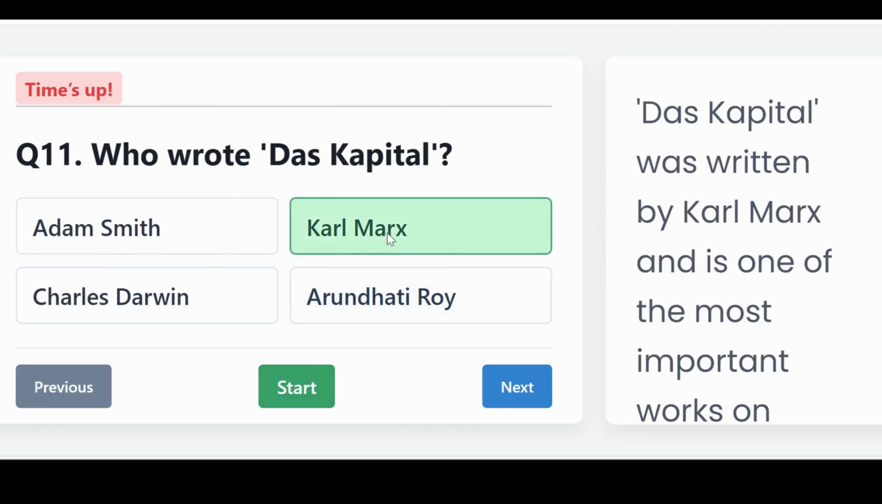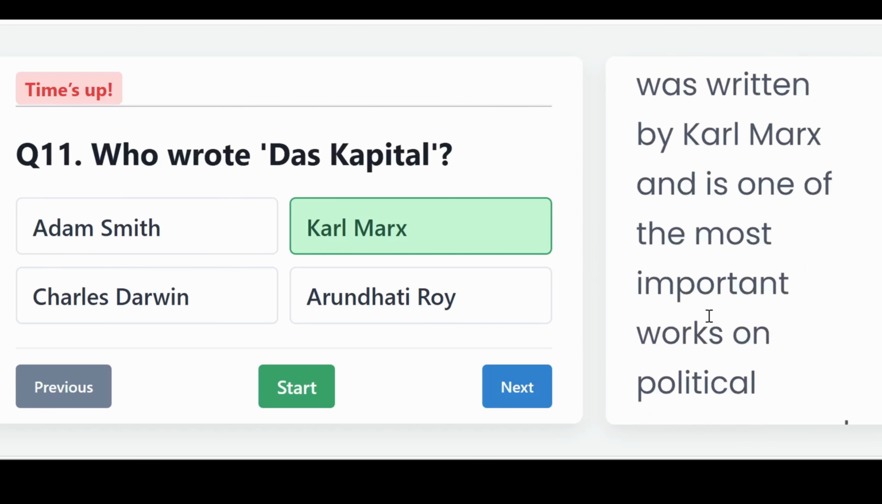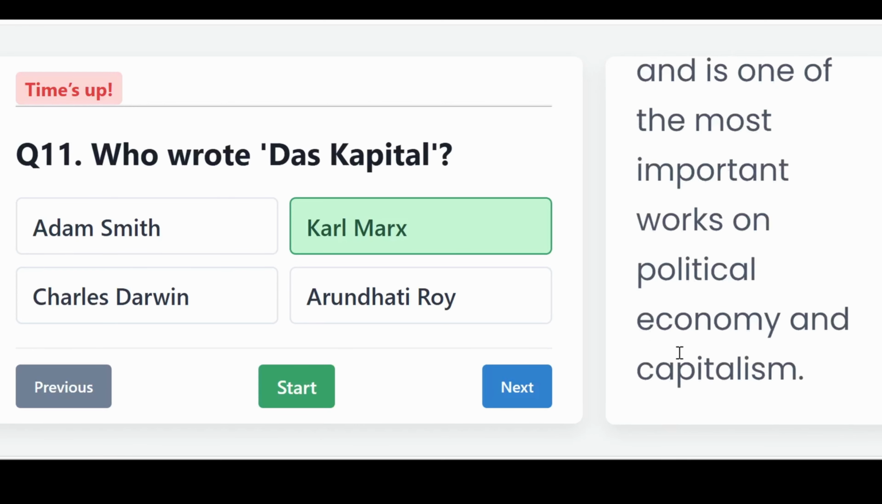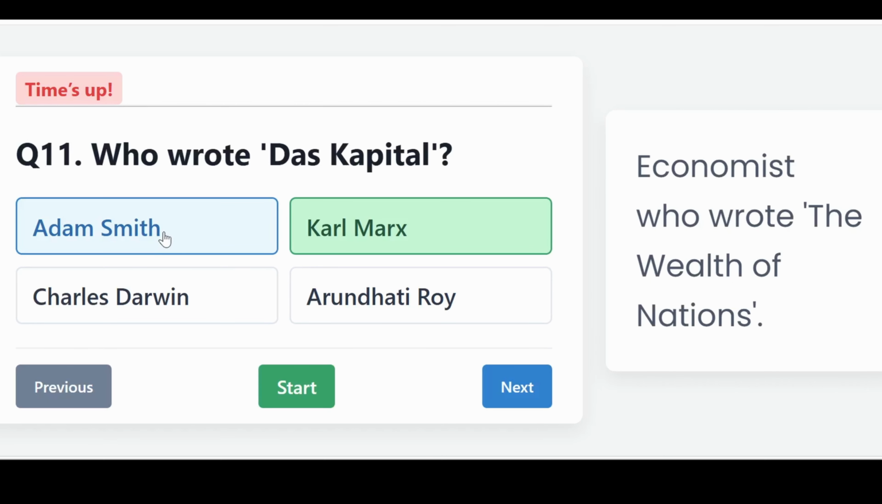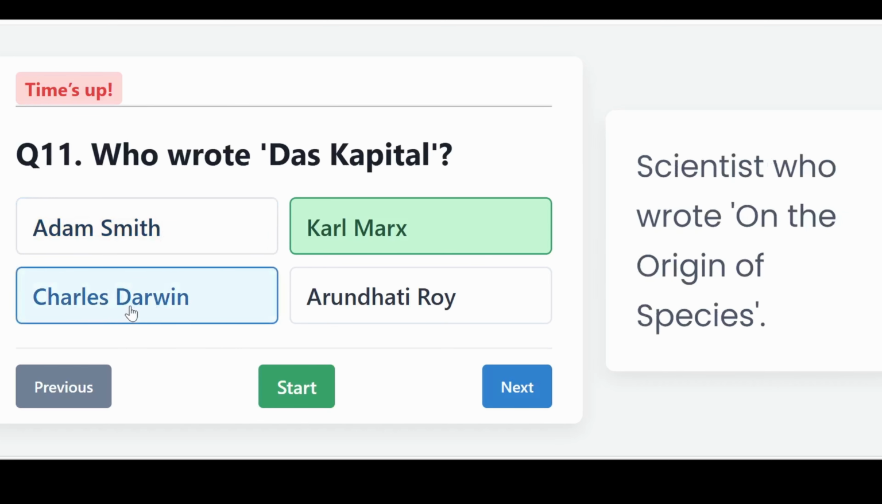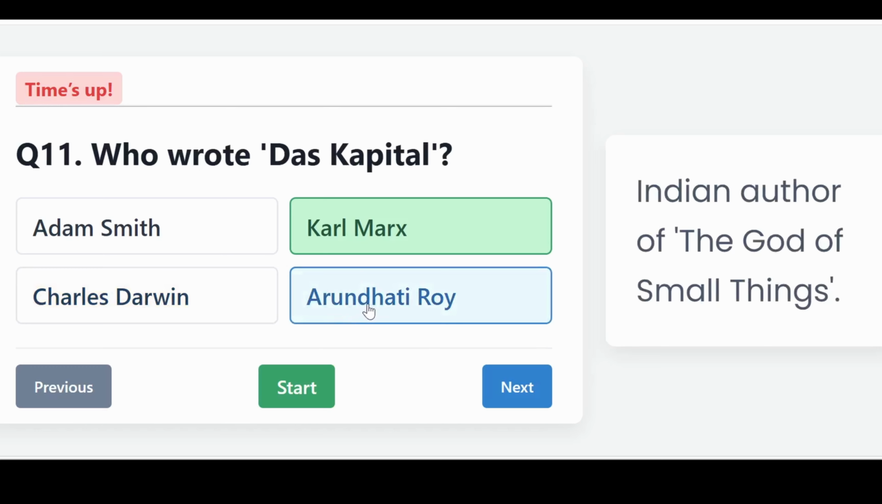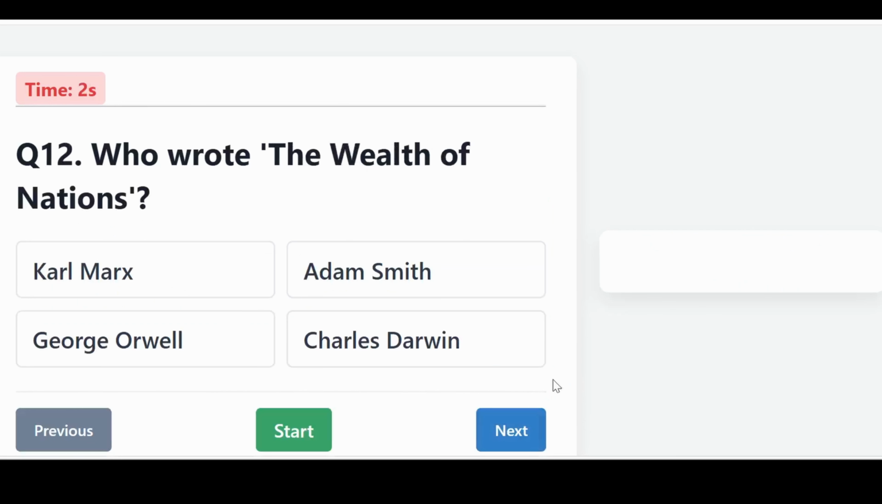And the correct answer, Karl Marx. Das Kapital was written by Karl Marx and is one of the most important works on political economy and capitalism. Adam Smith is an economist who wrote The Wealth of Nations. Charles Darwin is a scientist who wrote On the Origin of Species. Arundhati Roy is an Indian author of The God of Small Things.